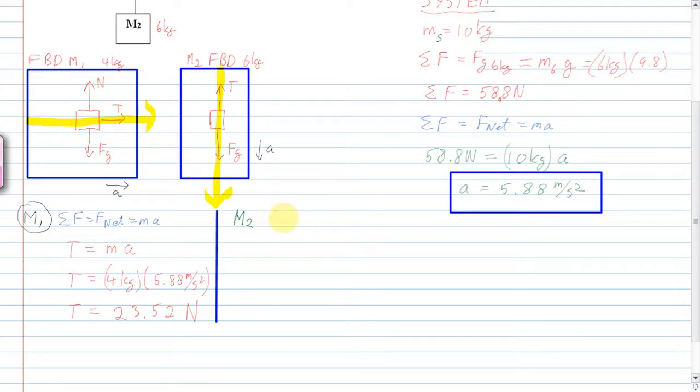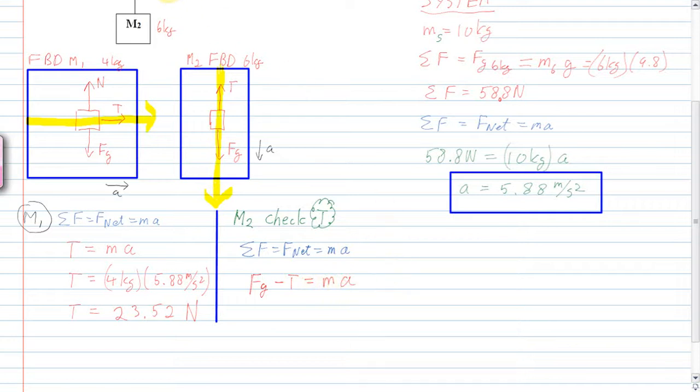We'll do M2 here as a check. So we're going to solve for T again. So we'll write down Newton's second law. The sum of the forces equals F net, which equals MA. And the forces acting on M2 here are Fg and T. Fg is winning. The force of gravity on this object minus the tension is equal to the mass times the acceleration. Please have that step.